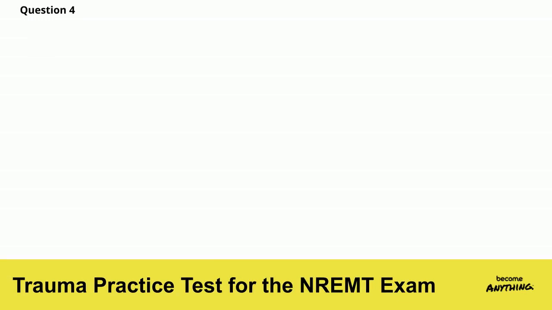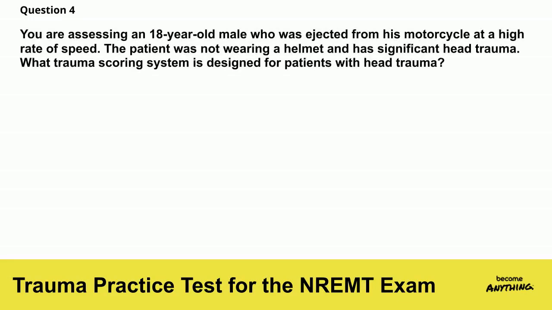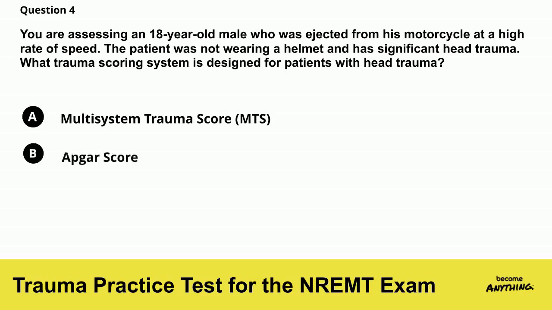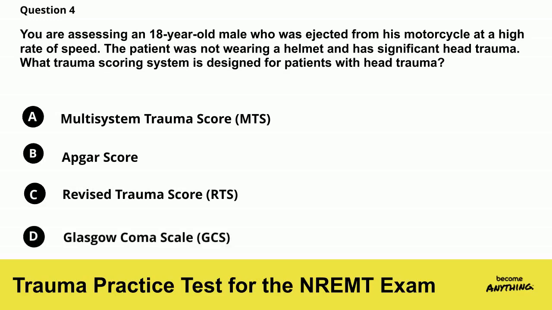Question 4. You are assessing an 18-year-old male who was ejected from his motorcycle at a high rate of speed. The patient was not wearing a helmet and has significant head trauma. What trauma scoring system is designed for patients with head trauma? A. Multi-System Trauma Score, MTS. B. APGAR score. C. Revised Trauma Score, RTS. D. Glasgow Coma Scale, GCS.